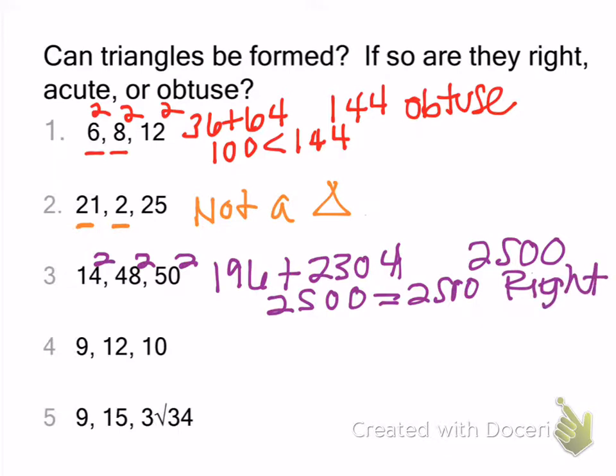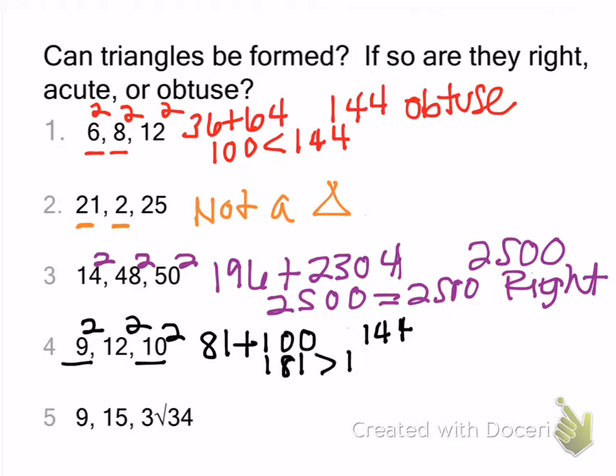Number 4. First you have to check, is 9 plus 10 greater than 12? And it is. So I'm going to plug this in. 9 squared is 81, plus 10 squared is 100. Make sure you put these in the right order. Then 12 squared is 144. And if I add these up, 181 is greater than 144. So this is acute.